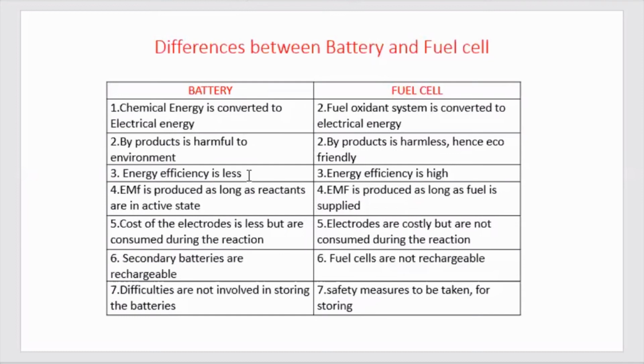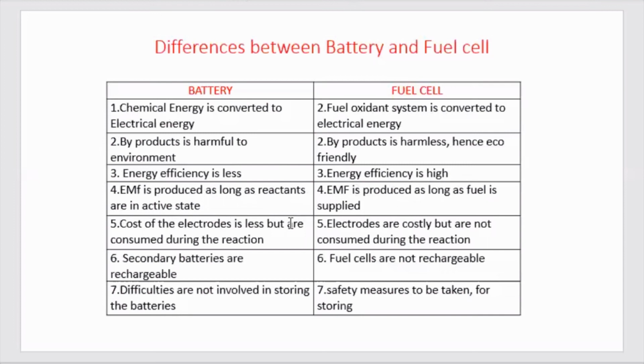In a battery, energy efficiency is less. Complete conversion of the reactants to electrical energy will not take place. In a fuel cell, energy efficiency is high. Complete fuel is converted into electrical energy. In a battery, EMF is produced as long as the reactants are in active state. As long as the reactants have sufficient concentration, only then can we produce the EMF. Otherwise, EMF cannot be generated. In a fuel cell, EMF is produced as long as fuel is supplied. So until fuel is present, EMF can be obtained.